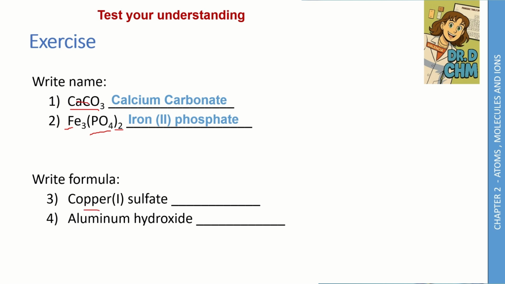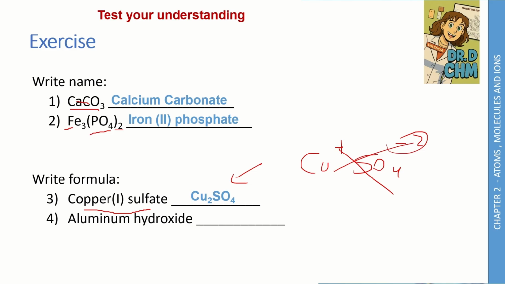Let's go here, right? The formula. So copper 1, I know the charge of the copper, which is +1, right? And I know sulfate, which is -2. So I have copper 1 and I have sulfate with -2. So when you cross the charge, we have Cu2SO4.